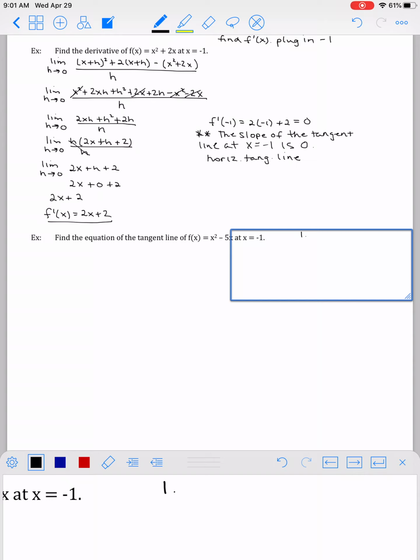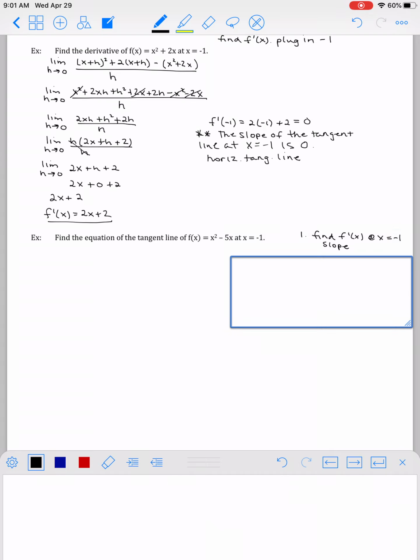So 1, you're going to find the derivative, and then at x equals -1, that's the slope. And then 2, you're going to find f of -1, and that's going to give you the y coordinate to give you the point x, y. Plug that into the original function.